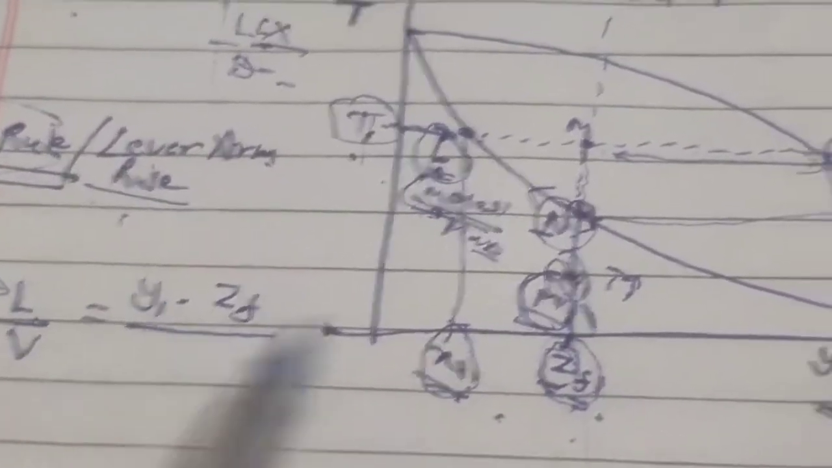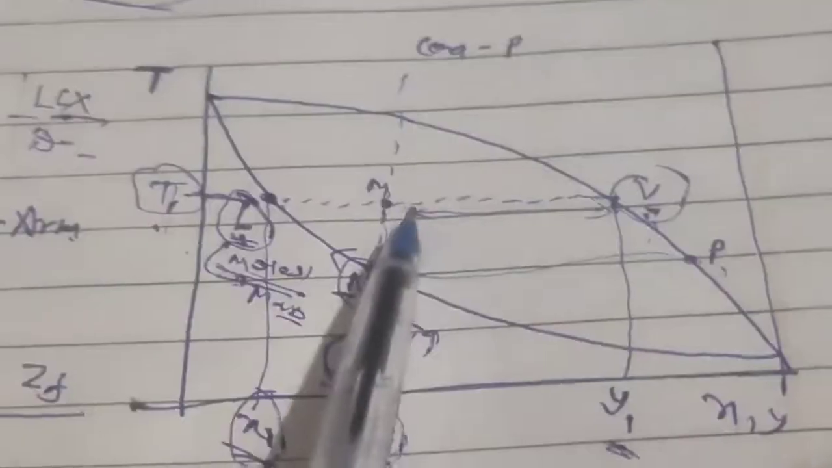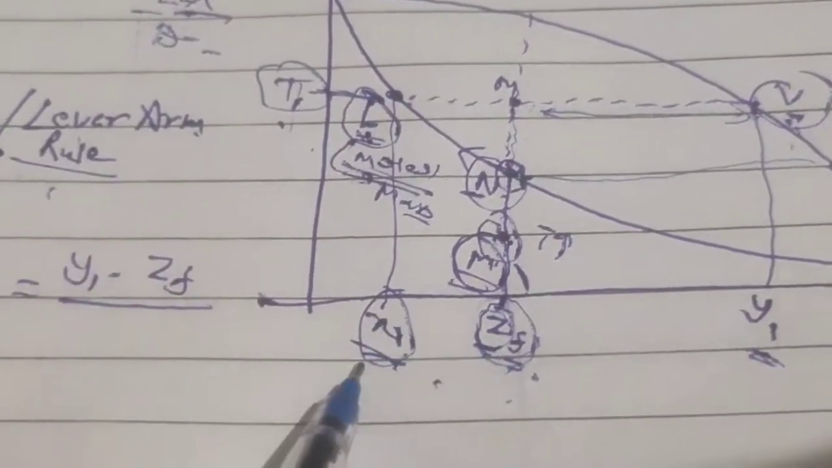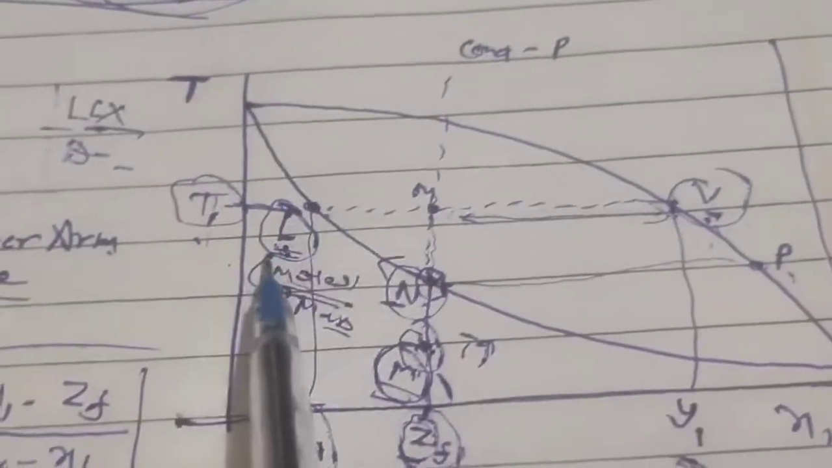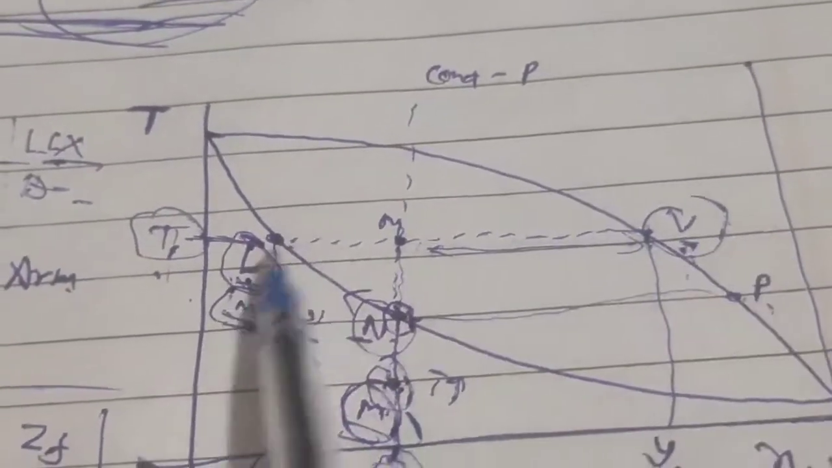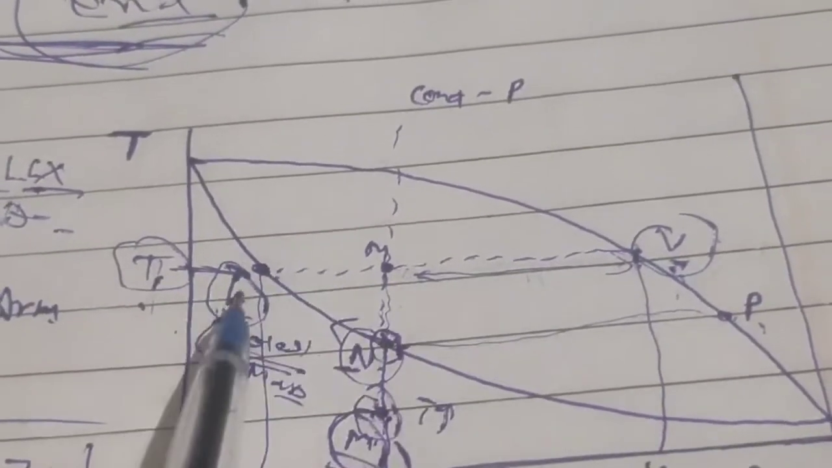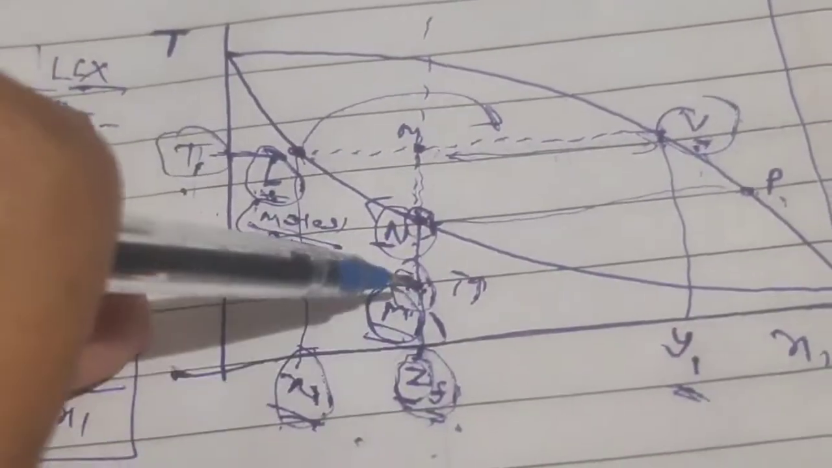Okay, so what is this? Y1 minus zf is the length of this portion divided by the length of this portion, which will be zf minus x1. Yes, this is our mixture rule, that the amount of the liquid and vapor produced will be in the ratio of the length of this opposite section, and these sections are divided by the mixture or the feed.